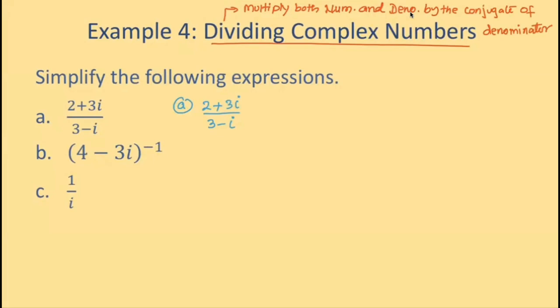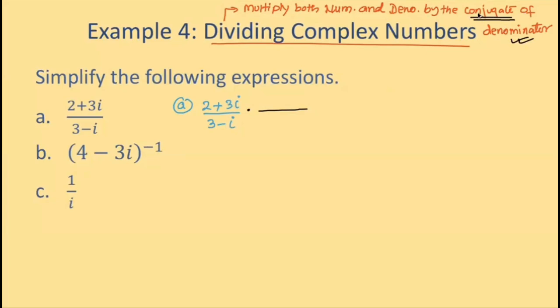We have to multiply both numerator and denominator by the conjugate of the denominator. That will be the starting point. So here what we are going to do is multiply the numerator by something and multiply the denominator by something. That something is the conjugate of the denominator.